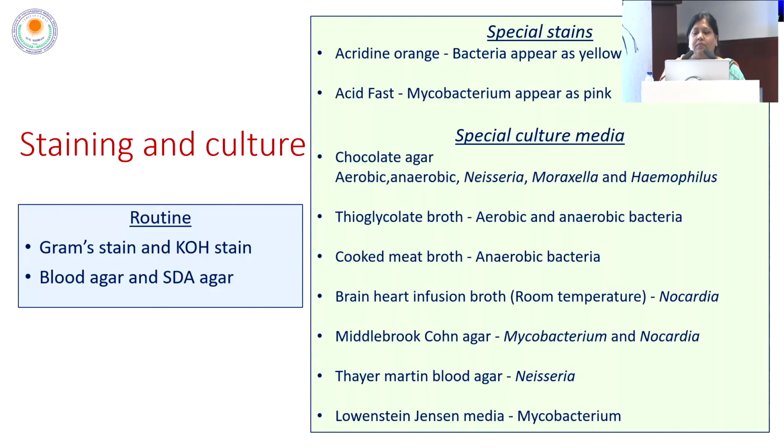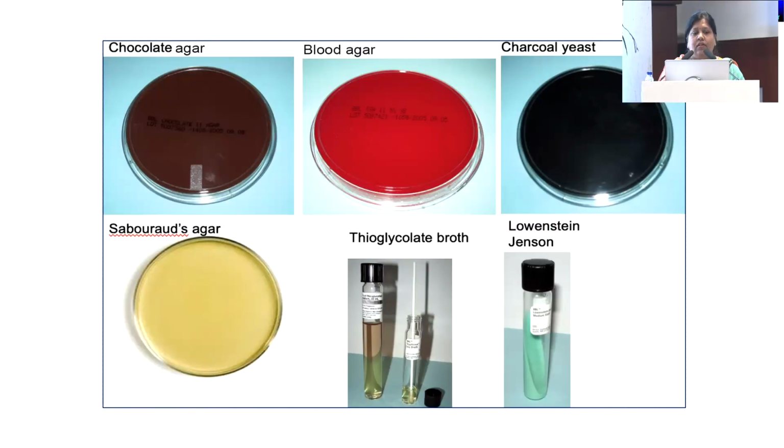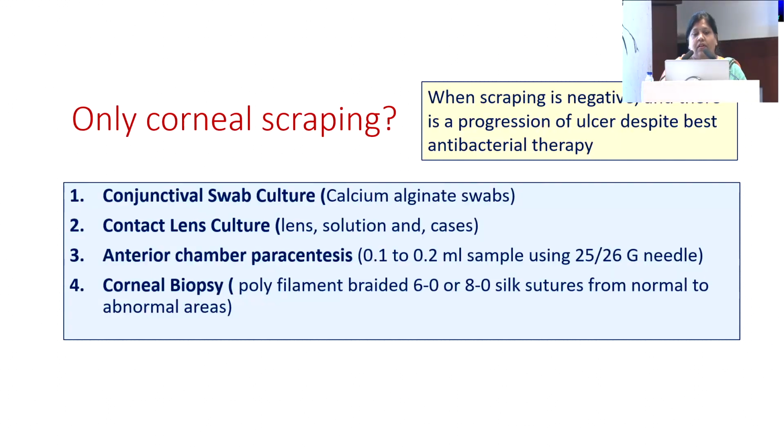Nocardia again requires specific media, but Nocardia grows well even on blood agar. It is seen as chalky white colonies, but special media are very useful. So these are the various media: chocolate agar, blood agar, everything I spoke about. Lowenstein-Jensen media is used for mycobacteria, but as of now, there are still better methods for mycobacteria, like your MGIT tubes or GeneXpert, but GeneXpert is not available for the atypical mycobacteria. So only scraping. So what else can be done?